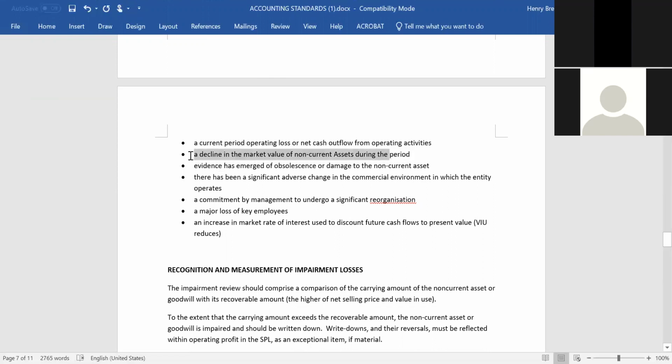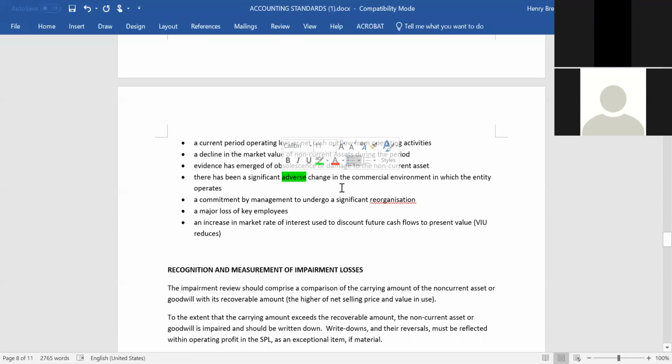Next one, a decline. Let me highlight that. A decline in the market value of a non-current asset during the period. So if the market value of the property falls, then we can say there's a sign of impairment of the asset. If evidence has emerged of obsolescence or damage of a property, we can test for impairment. So if a PP&E is damaged or there are issues of obsolescence, then we can say that there are signs of impairment testing. There has been a significant adverse, here the word is adverse, change in the commercial environment in which the entity operates.